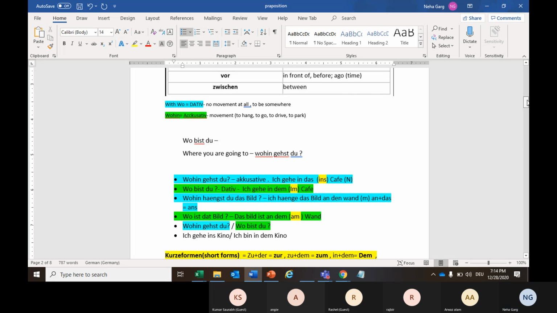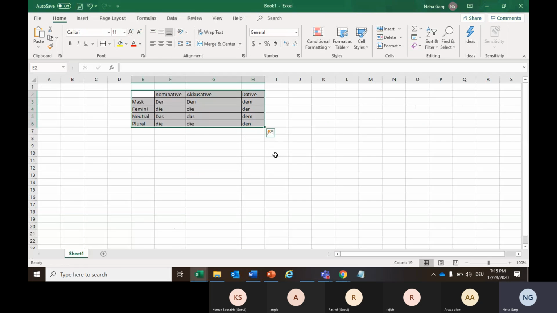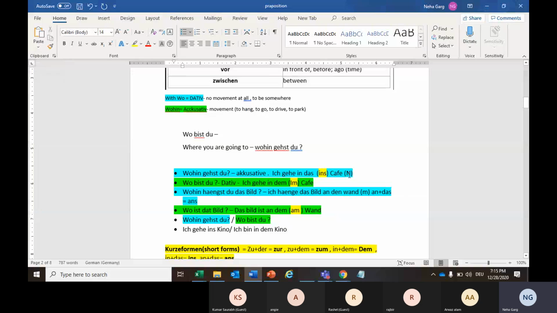So, for example, wohin gehst du, as I said, accusative. Let's say I am going to the cafe. So ich gehe in das Cafe. Cafe is das Cafe. Since this is accusative, it is going to remain accusative only. So I would be saying in das Cafe oder ins Cafe.